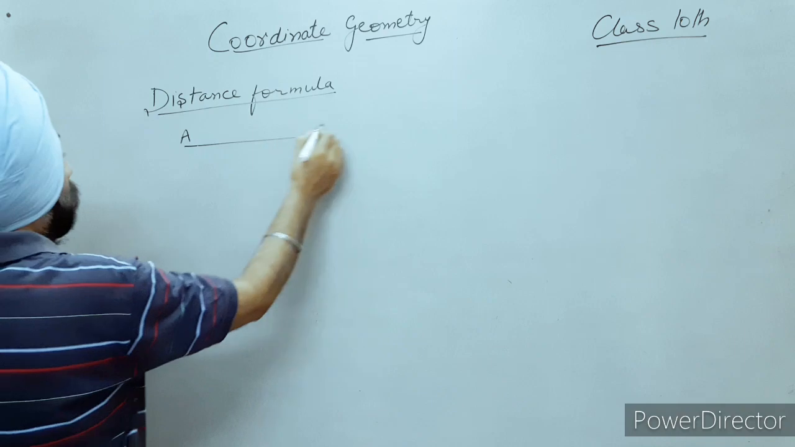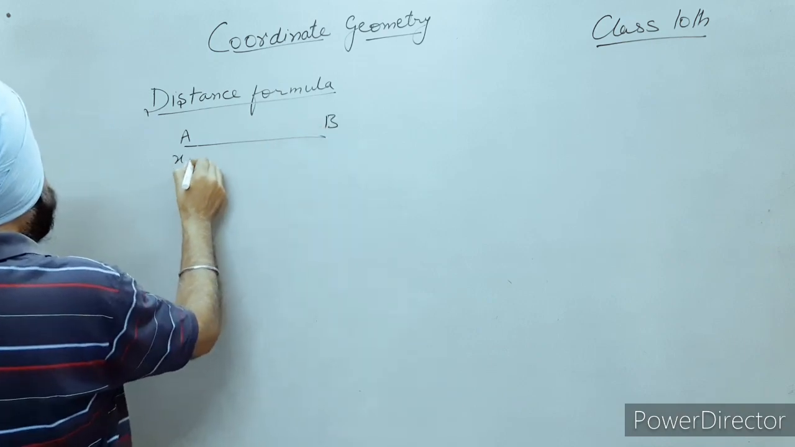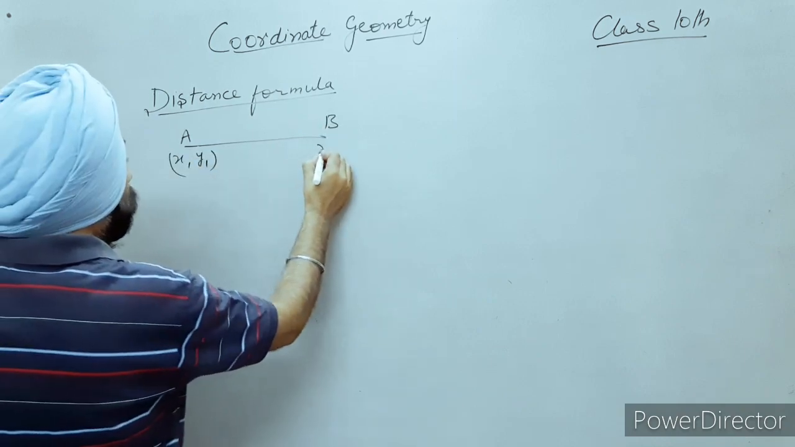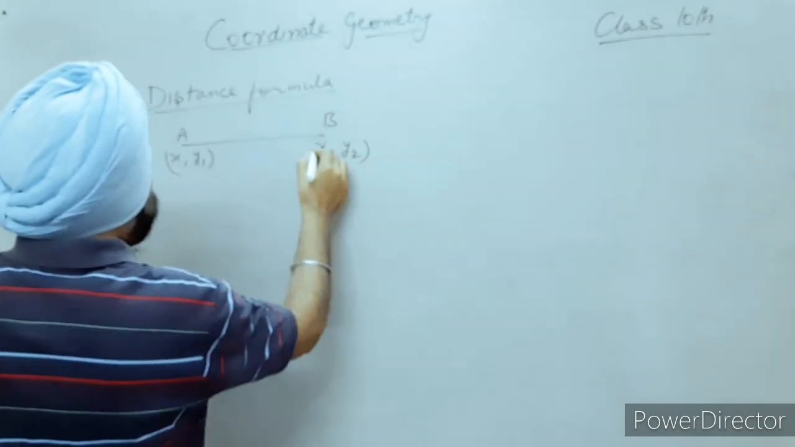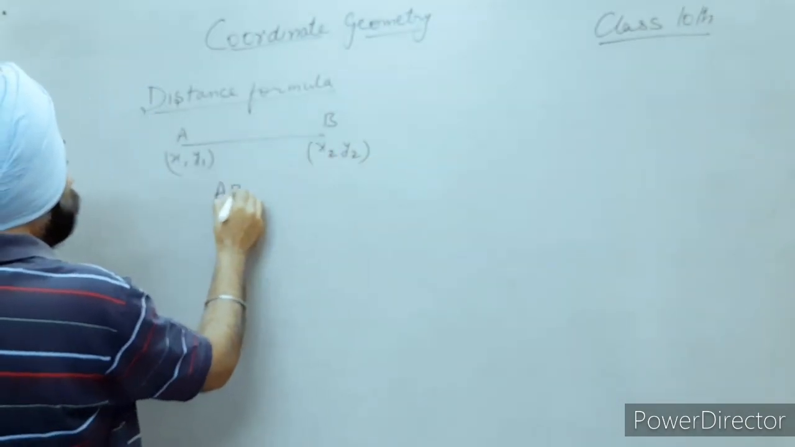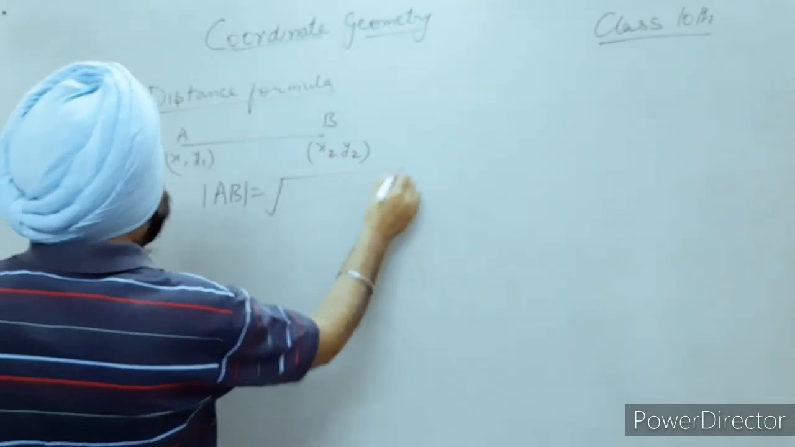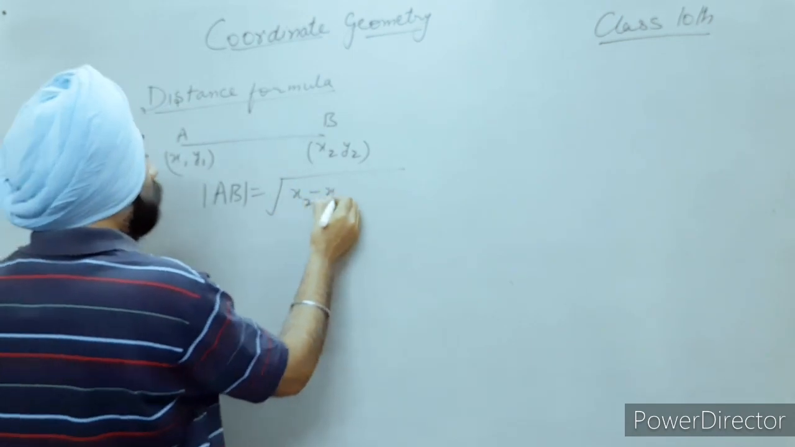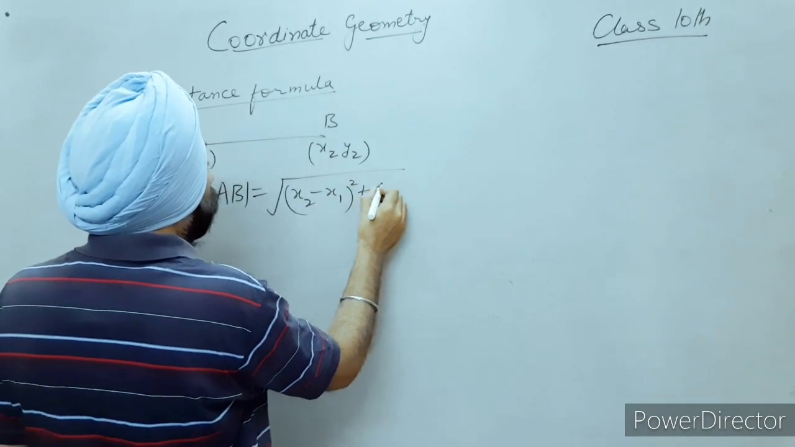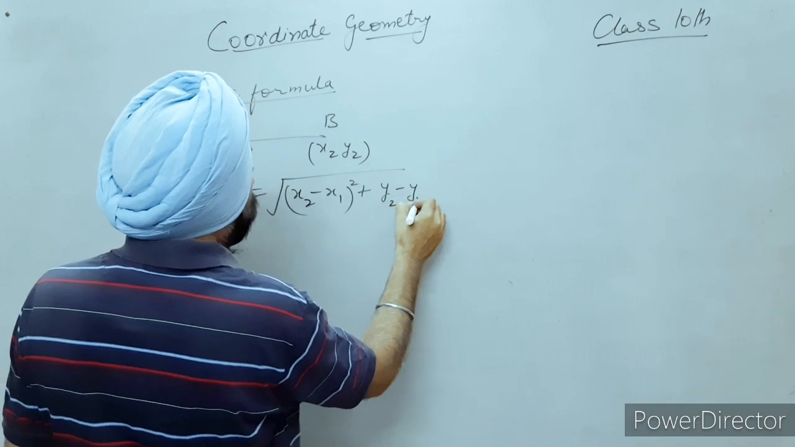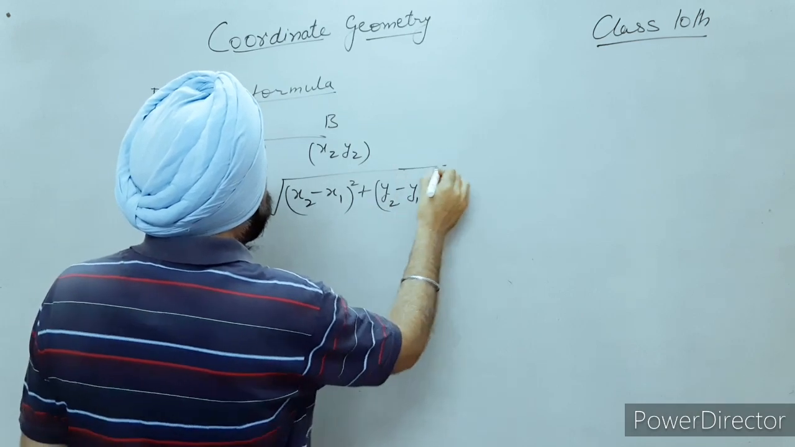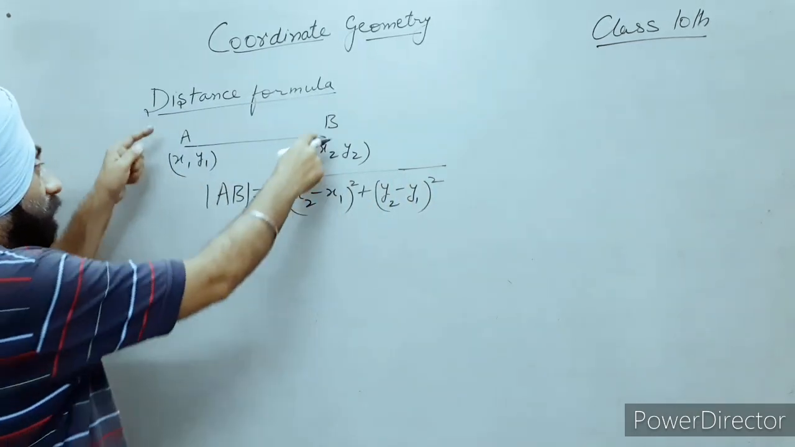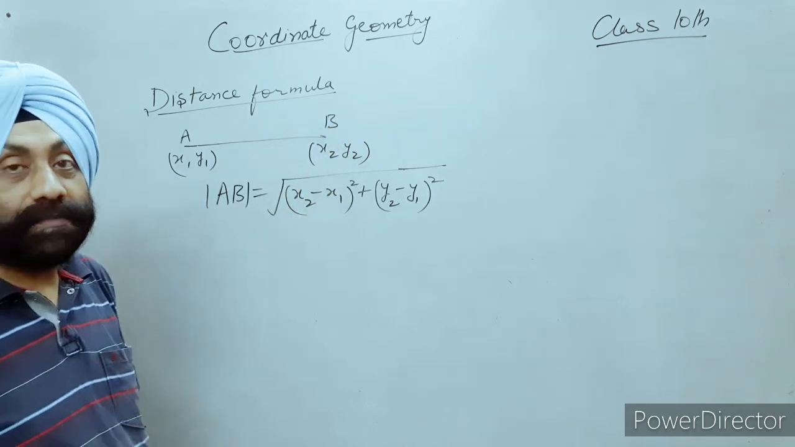Distance between 2 points A, B. A is x1, y1, B is x2, y2. The distance AB is under root of x2 minus x1 square plus y2 minus y1 square under the root. This is distance between 2 points A, B.